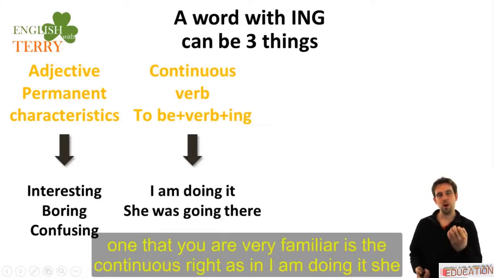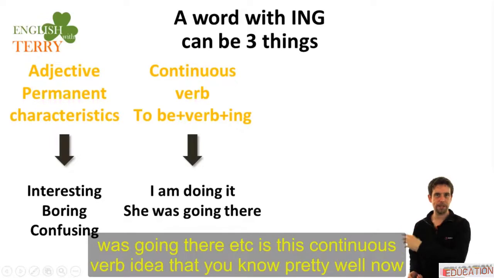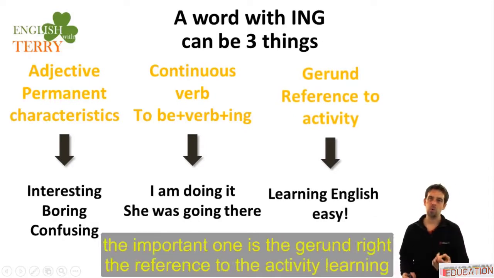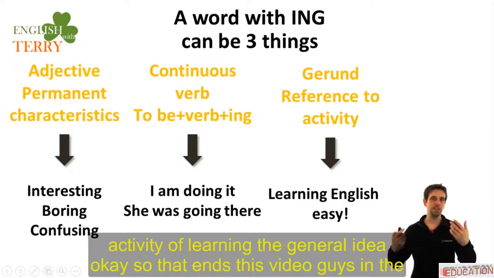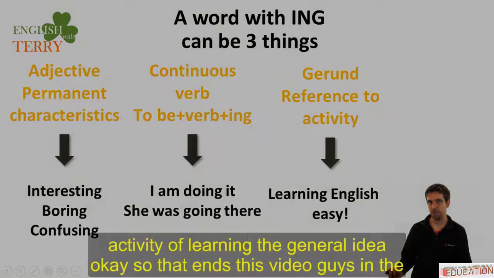The other one that you are very familiar is the continuous, right? As in, I am doing it, she was going there, etc. It's this continuous verb idea that you know pretty well. Now, the important one is the gerund, right? The reference to the activity. Learning English is easy, right? Remember, learning English. Here, we are talking about the activity of learning, the general idea, okay?